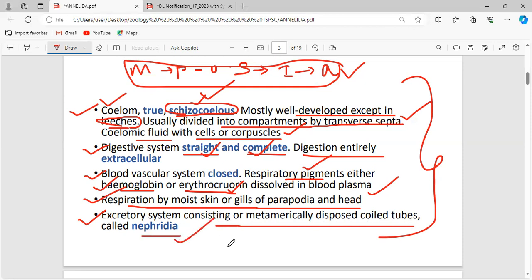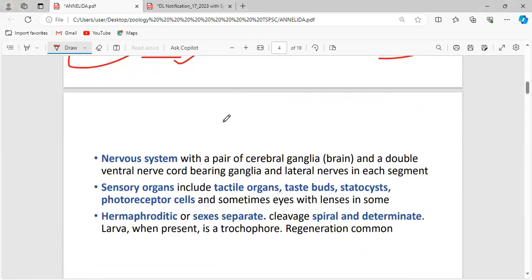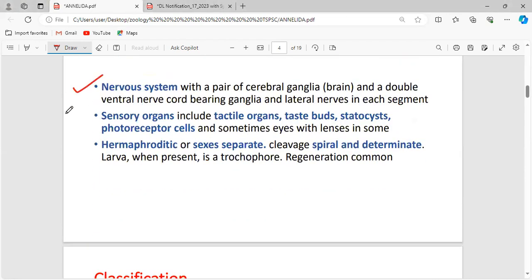What is the excretory organ in the platyhelminthes? The cells which perform an excretory function in platyhelminthes are flame cells. In the same way, what is the name of the excretory organ present in the phylum Annelids? It's nephridia. So all these points are very, very important. Also, the nervous system, sensory system, and the reproductive system.